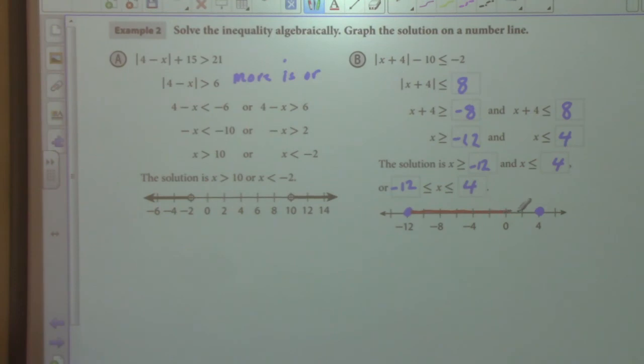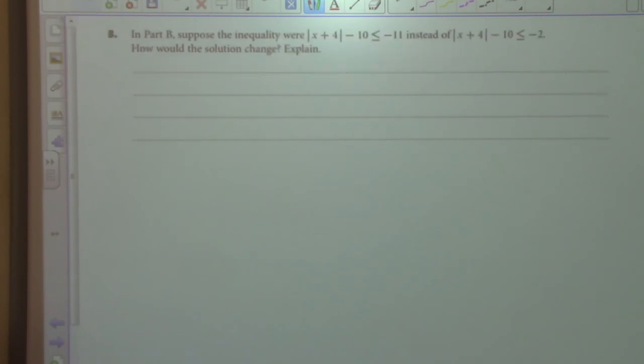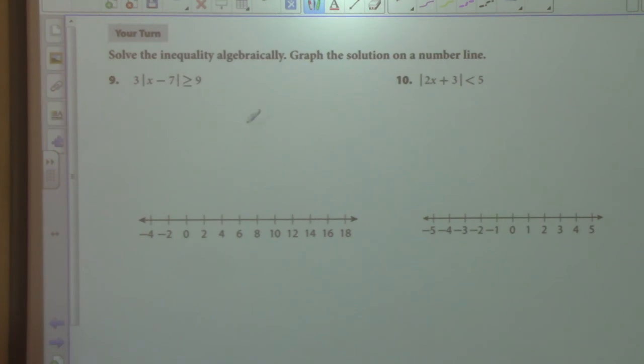So we have it right there, okay? And then they give a supposition here. We won't go to that. Solve the inequality algebraically. I want you to look at these right here, the your turn, and just work at those and see how you do on those.